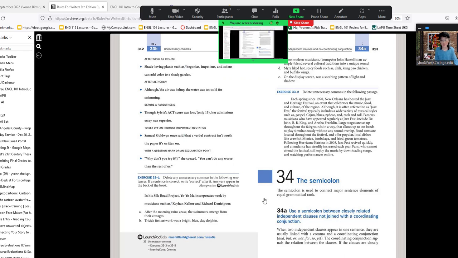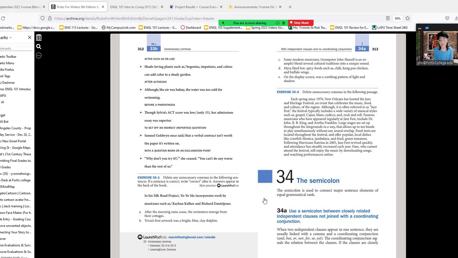So the semicolon. The semicolon is used to connect major sentence elements of equal grammatical rank. Use a semicolon between closely related independent clauses, not joined with a coordinating conjunction. When two independent clauses appear in one sentence, they are usually linked with a comma and a coordinating conjunction: and, but, or, nor, for, so, yet.